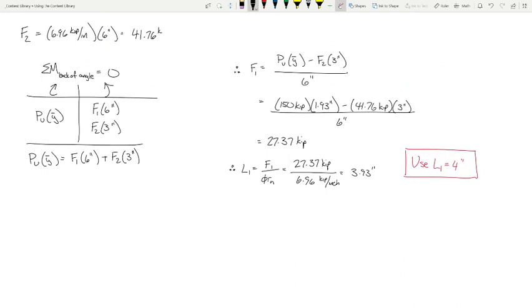I guess you could do the calc on the side if you wanted, but nobody ever does. I'm really trying to speed myself up for the exam. There you go. I don't want you to do unnecessary calculations.